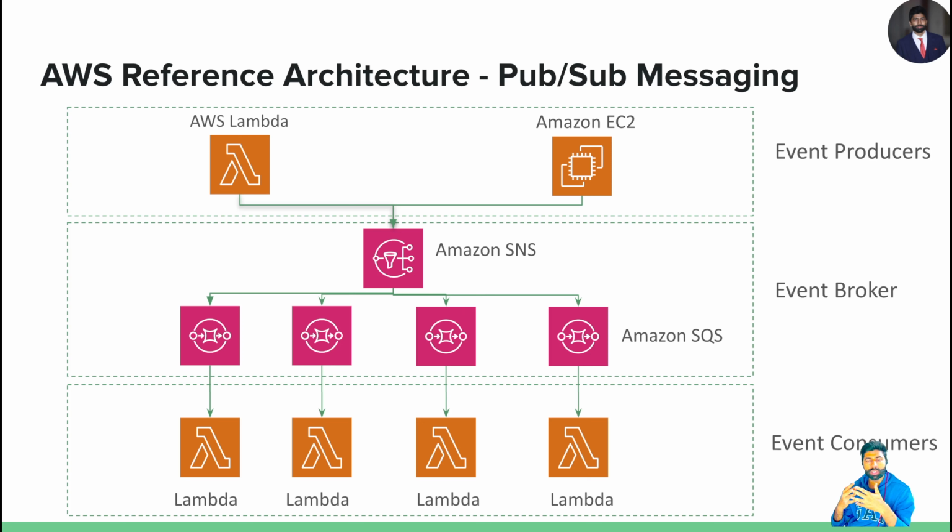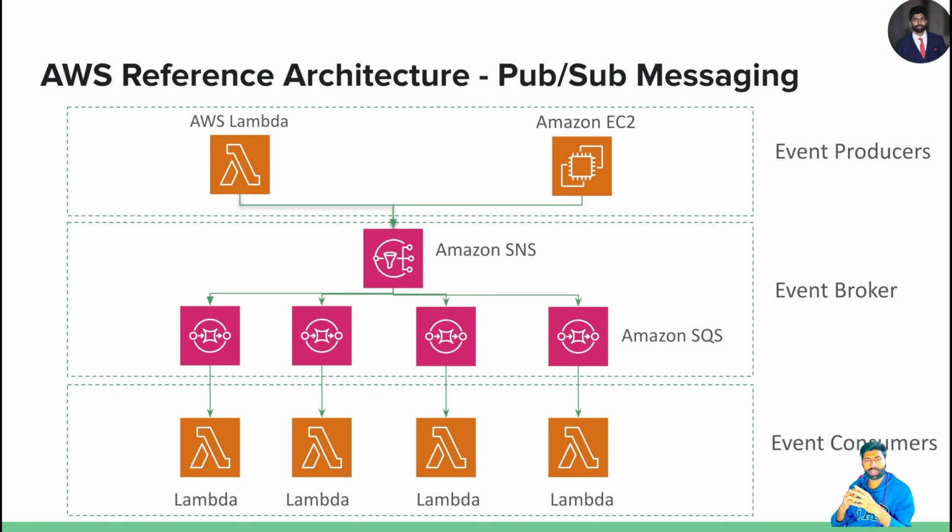You have event producer as either AWS Lambda or Amazon EC2 or any other AWS service which can deploy a component or a microservice. The event producer publishes an event to Amazon SNS topic. Amazon SNS topic is subscribed to multiple Amazon SQS queues. As soon as the event is published to Amazon SNS topic, event is routed to all those multiple SQS queues. Each SQS queue is subscribed to its own AWS Lambda function. All these Lambda functions are the event consumers. Instead of Lambda functions, you can also have Amazon EC2 or other services as event consumers.